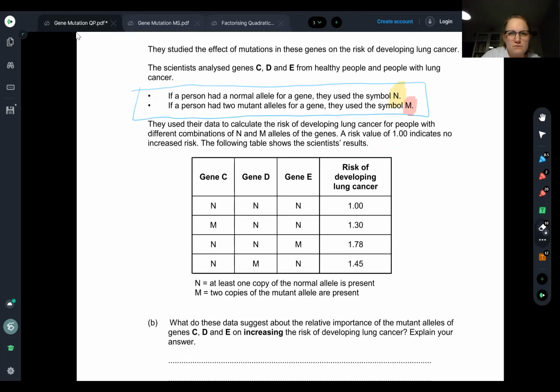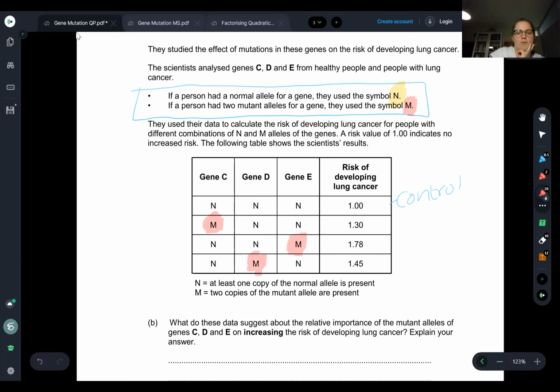So these are our people that they are looking at. Let's look at the first one. Gene C, no mutation, gene D, gene E, your risk of developing lung cancer was 1. So that's our no increased risk. This obviously is our control group, and it's always good to make sure we know we've got our control group and where it is. Mutation in gene C, risk is increased by 0.3. Mutation in gene E, risk increases by 0.78, and then in gene D, increased by 0.45.